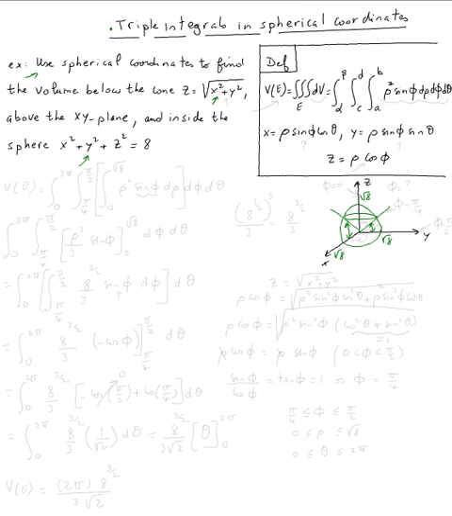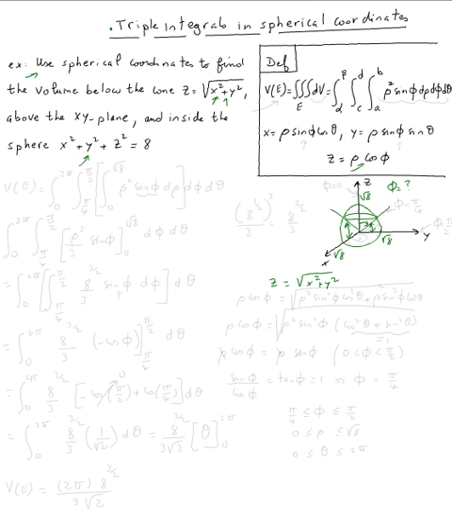Alright, so the first thing we need to do, since we're going to do this in spherical, is we need to know what phi is. Remember, the equation of a cone is always going to be phi equal a constant. So we need to know that angle. So phi equals what? How do we do that? Let's just convert the equation of the cone to spherical. The equation of the cone is z equals square root of x squared plus y squared.